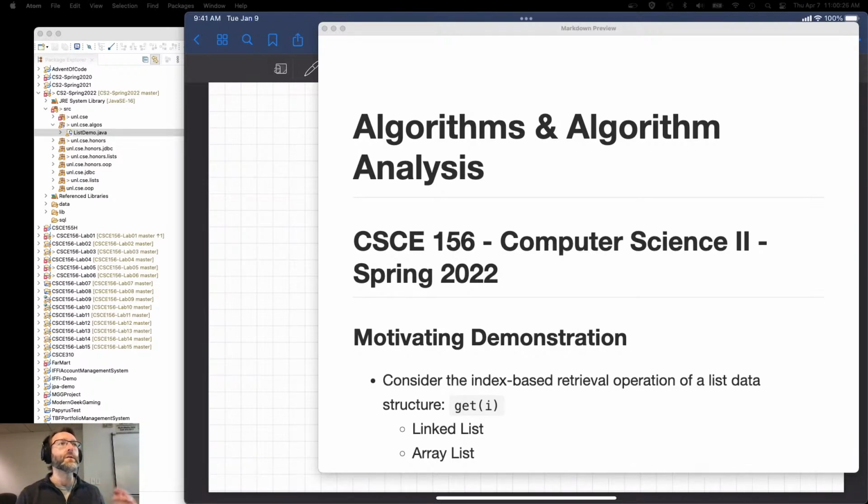And just to remind you about that, I've got yet another demonstration queued up here that we can take a look at. Remember the index-based retrieval operation on a list, right? With an array-based list, you can immediately jump to the ith element. You can't do that with a linked list. If you want to get to the ith element on a linked list, what do you have to do? You have to start at the beginning and then iterate and do i traversals to get to that point, right?